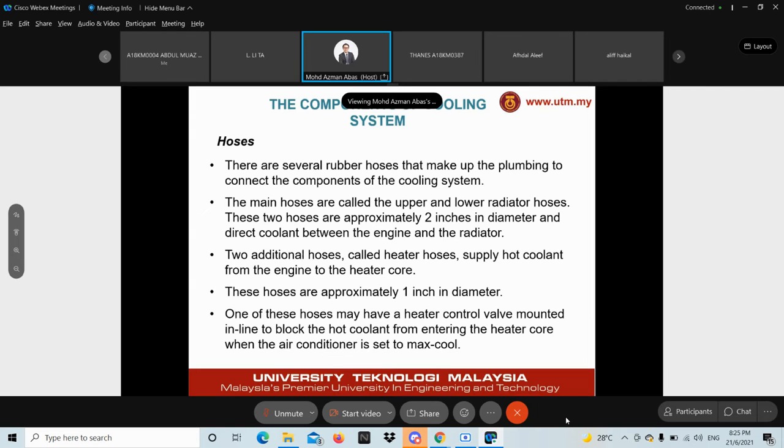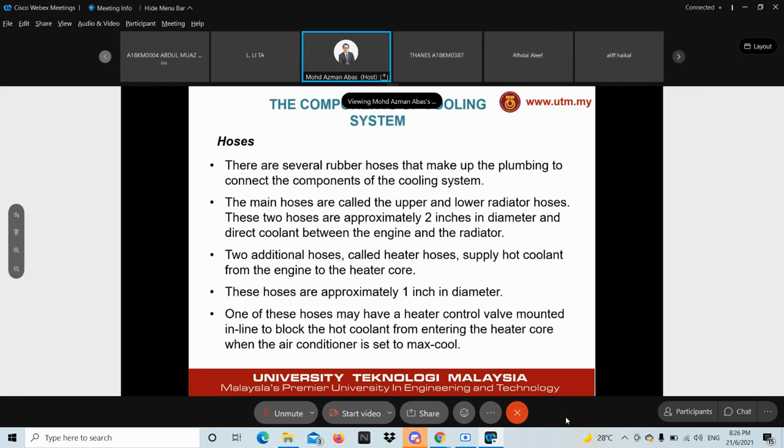So the main hoses are called the upper and lower radiator hose. These two hoses are approximately 2 inches in diameter, roughly. It may vary from 1.8 to 2.2 inches depending on the size of the engine, and they direct the coolant between the engine and the radiator. It connects the coolant flow.